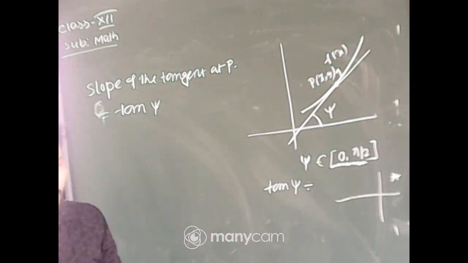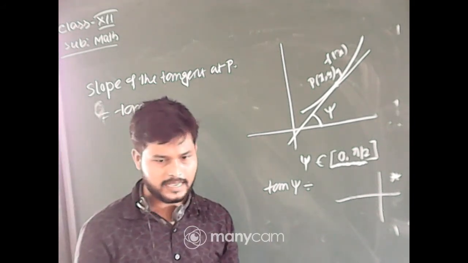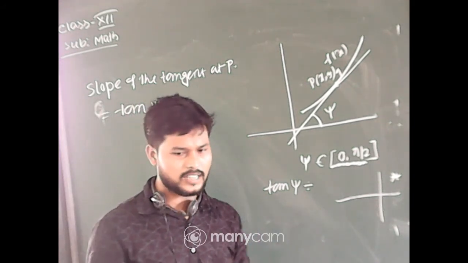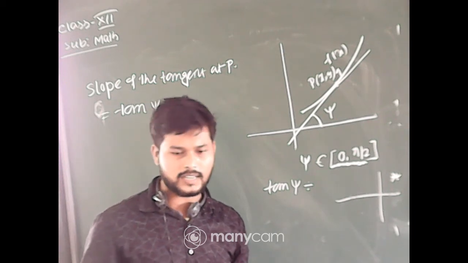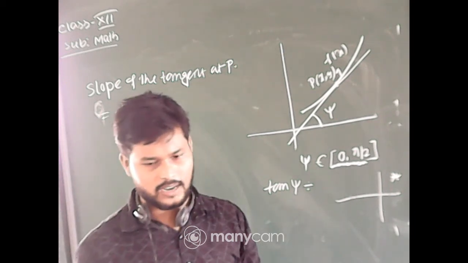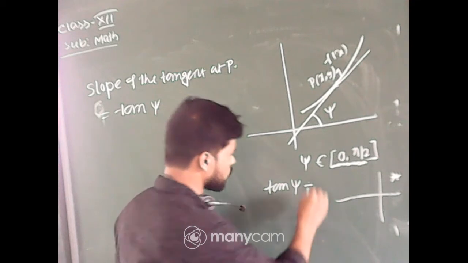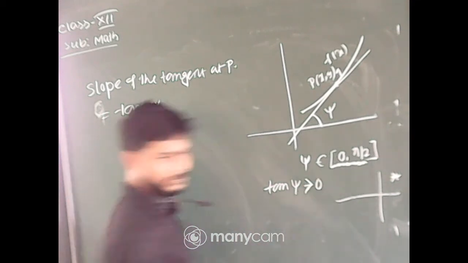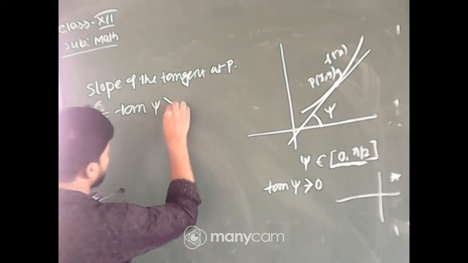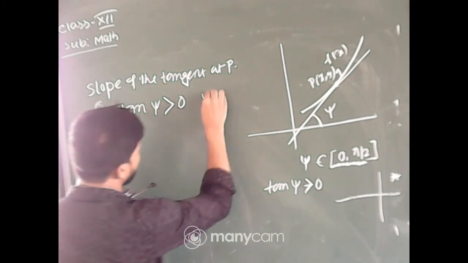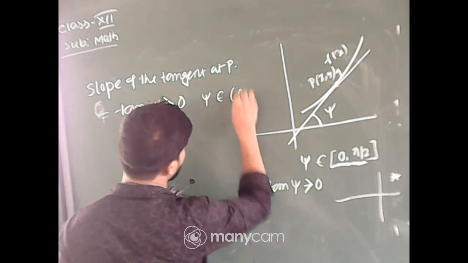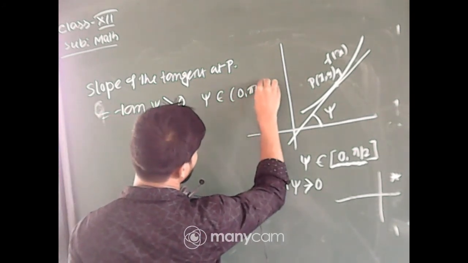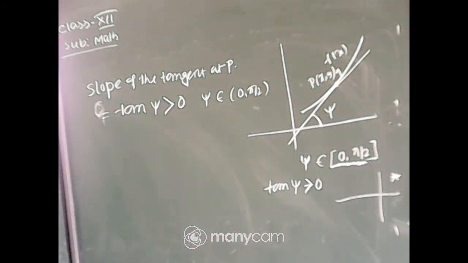And what is the value of tan psi where psi is in the first quadrant? Is the value greater than 0 or less than 0? We know that in the first quadrant the value of tan psi is greater than 0. So tan psi is greater than 0. Okay, so the value of tan psi is greater than 0 where psi is in the first quadrant, 0 to pi by 2. I am giving the open interval.